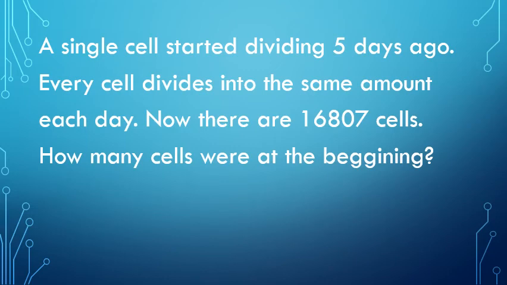A single cell started dividing 5 days ago. Every cell divides into the same amount each day. Now, there are 16,807 cells. How many cells were there at the beginning? So try to solve it, and we are going to get back in some moments.